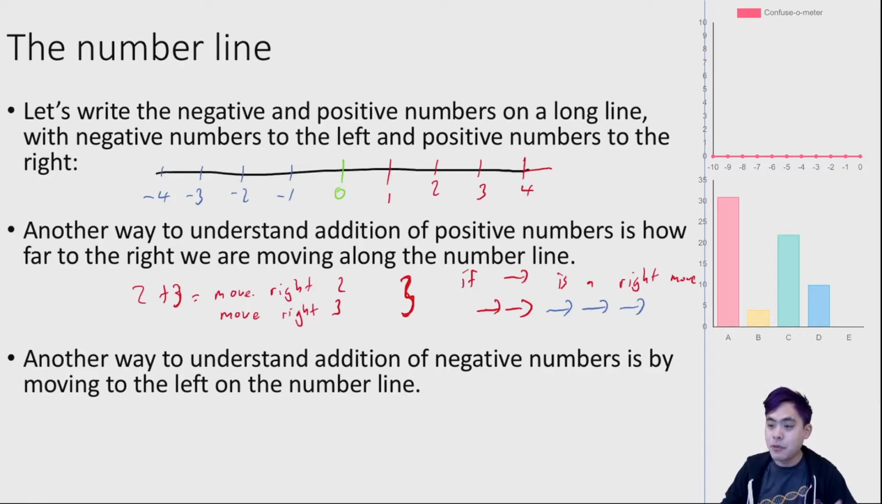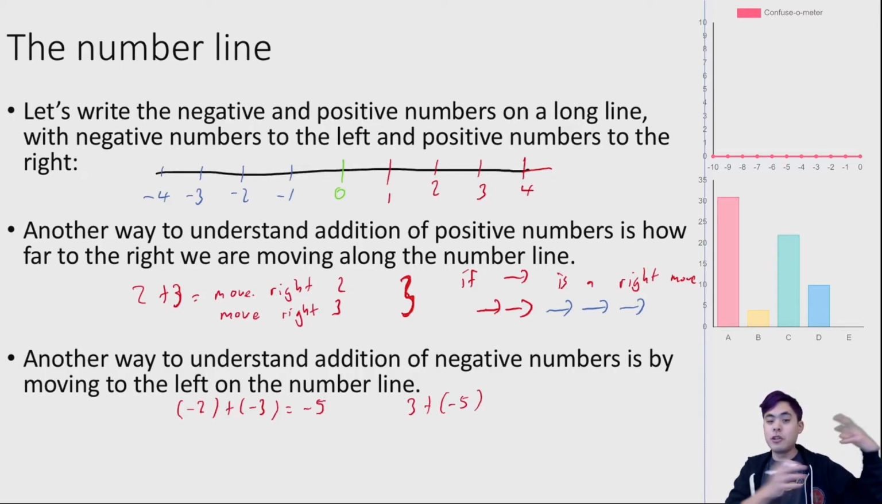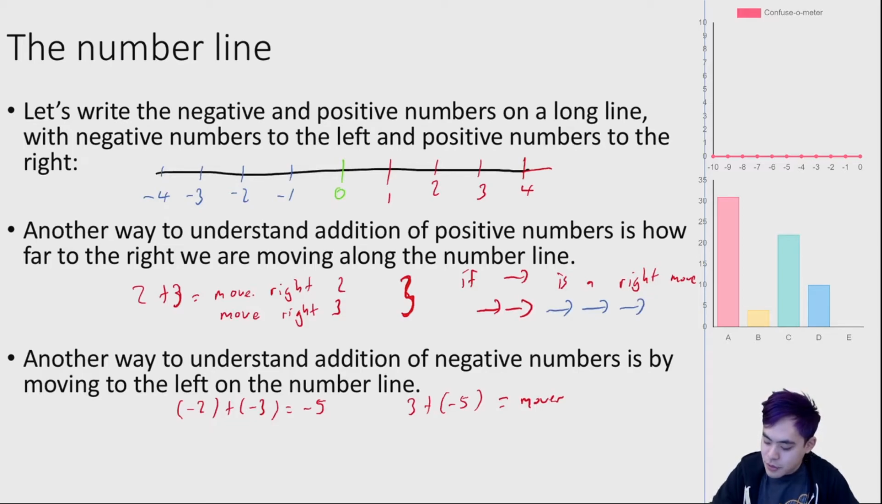But you can understand that for both, say, minus 3 plus minus 2 is equal to minus 5. Or you can think about it in terms of, say, a positive number plus a negative number, because all you're doing is a move along the number line. So this is equal to, let me write that properly, move right 3, and then move left 5.